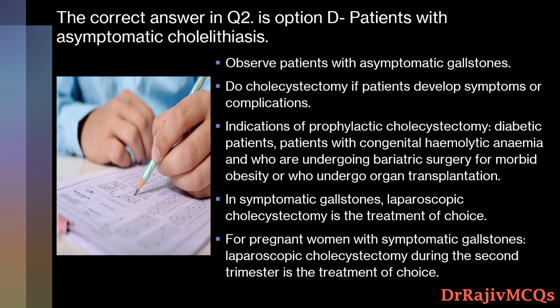However, prophylactic cholecystectomy may be considered for diabetic patients, patients with congenital hemolytic anemias, and patients who are undergoing bariatric surgery for morbid obesity. For patients with symptomatic gallstones, laparoscopic cholecystectomy is the treatment of choice if there are no medical contraindications. Prophylactic cholecystectomy is also recommended in asymptomatic gallstone patients who undergo organ transplantation.